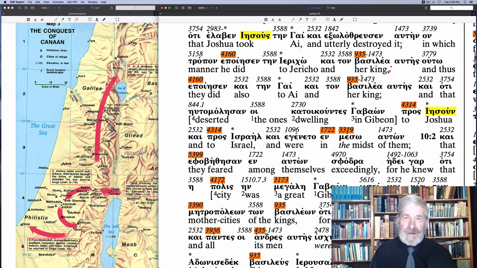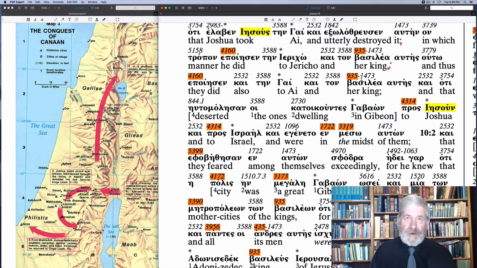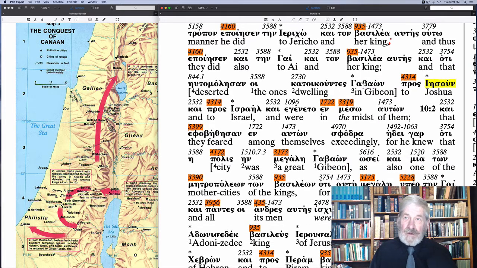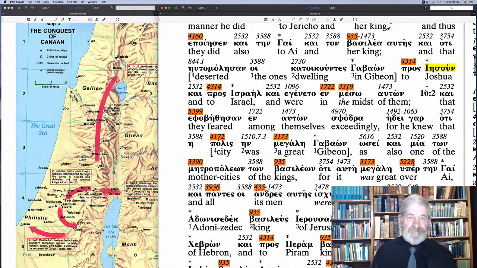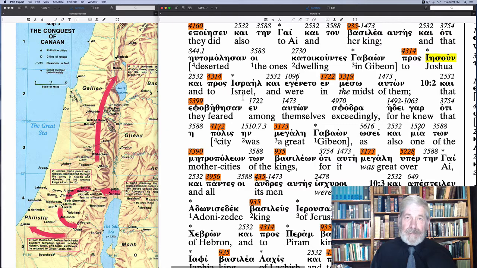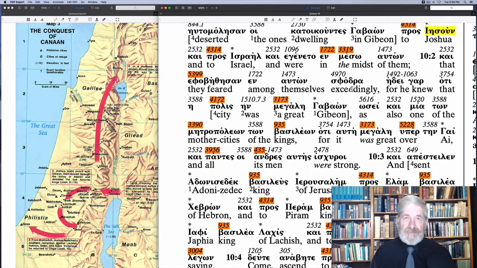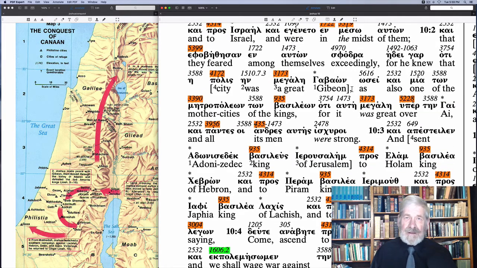So he knew, this king, Adoni-Zedek, of all that they did, and that the ones dwelling in Gibeon deserted to Joshua. And we remember those people pretended they came from far off and made a pact with Israel. The Gibeonites defected to Israel and were in the midst of them, so they intermingled, that they feared among themselves exceedingly, for he knew that Gibeon was a great city, polis, metropolis, the fear, the phobia is the fear.